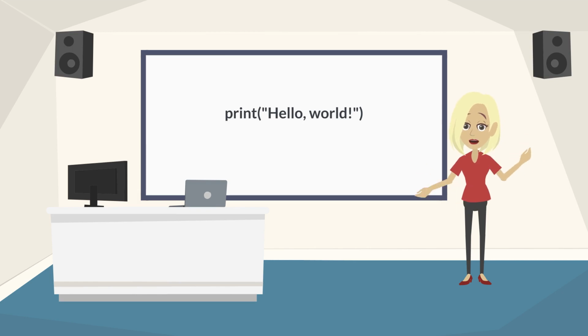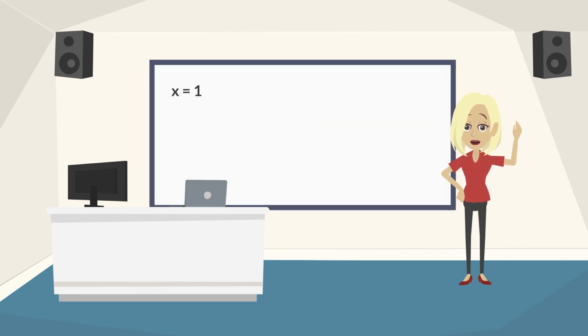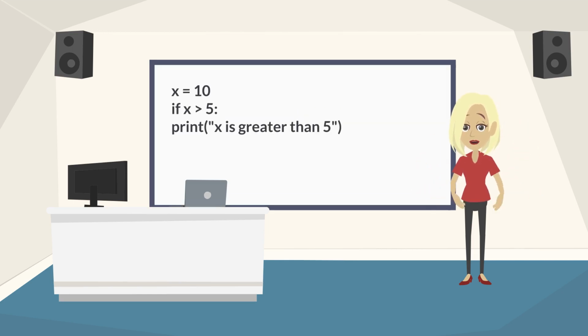In Python, we use if statements to perform actions based on certain conditions. For example, in this example, we've set the value of x to 10. Then we check if x is greater than 5 using the if statement. If the condition is true, we'll display x is greater than 5 on the screen.